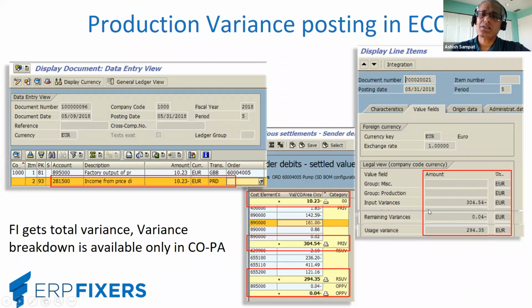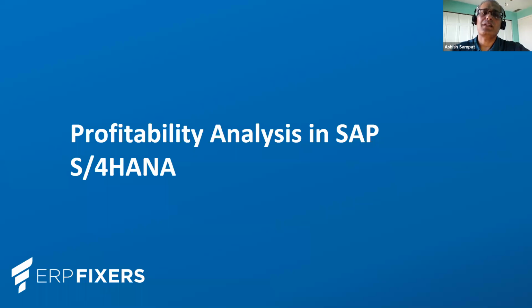So looking at the next one, around the profitability analysis in S4, looking at the previous 2-3 features that we looked at, the cost element is now part of GL account. Production variance can be posted in FI. Cost component breakdown of cost of goods sold can be posted in FI. With all this, you are looking at the possibility of using the account based COPA with more confidence, with more tools available to you.